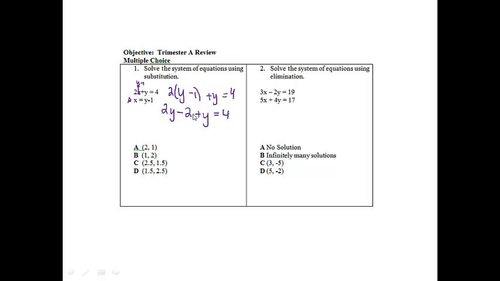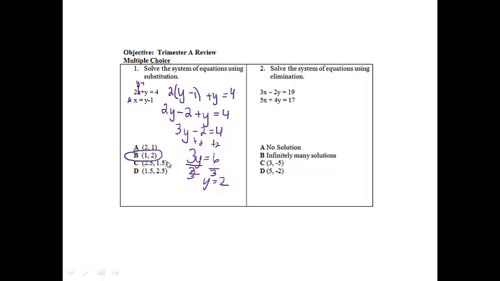Adding my like terms, 2y plus y is 3y minus 2 equals 4. And then adding 2, 3y will equal 6. And if I divide by 3, y will equal 2. And notice the only one that has that is choice B.